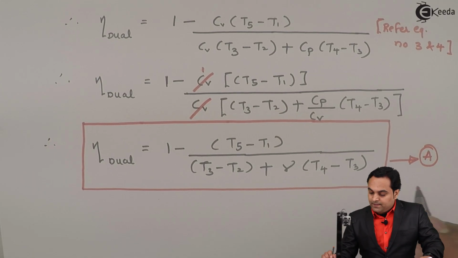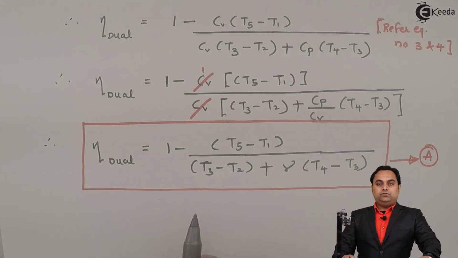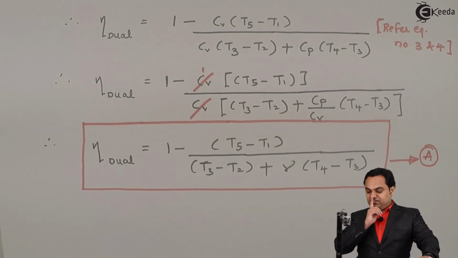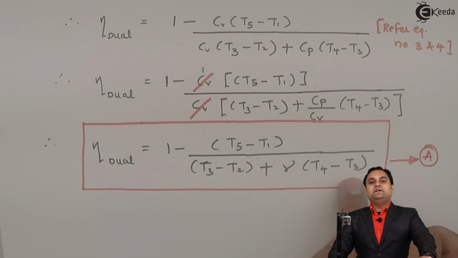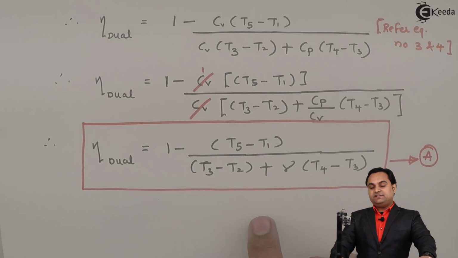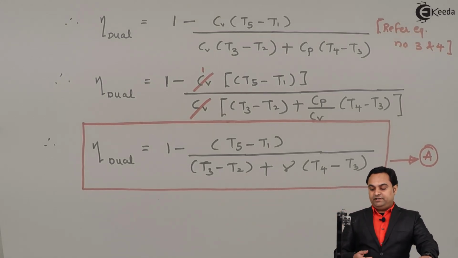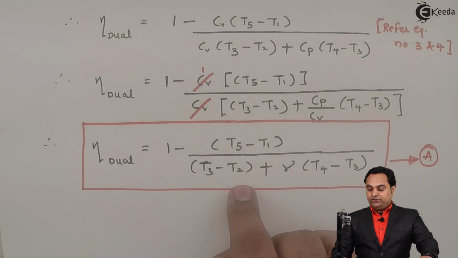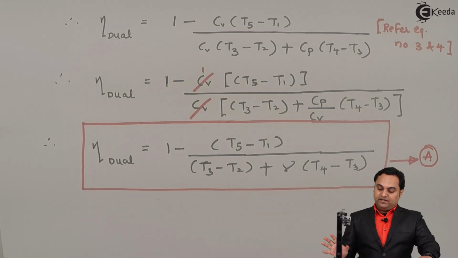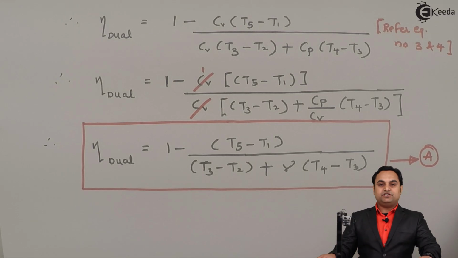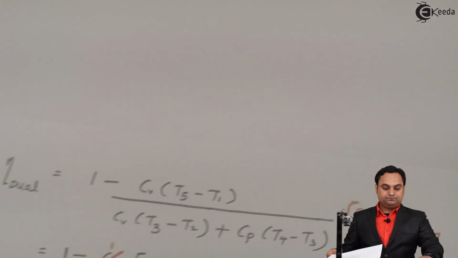Equation A. And here now the next hint in this derivation is we have to keep all the temperatures in the form of T3. That is, T3 I will keep as it is, but bring all the remaining temperatures, that is T1, T2, T4 and T5, in the form of T3, and then I am going to put all the values in equation 1.